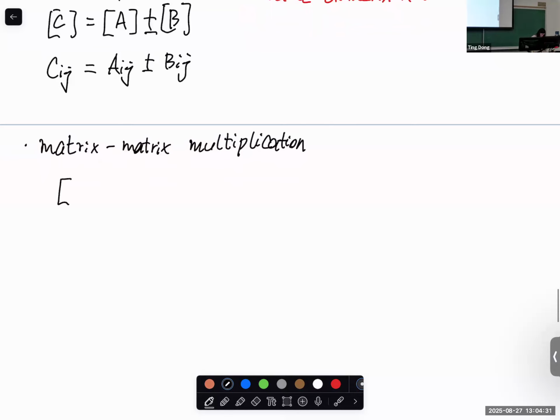let's say A is n by k, and for the B matrix, the first index should be the same as the second index of the first matrix. So it should be, let's say, k by L. And n and L can be really anything. So the new matrix's dimension should be n by L.